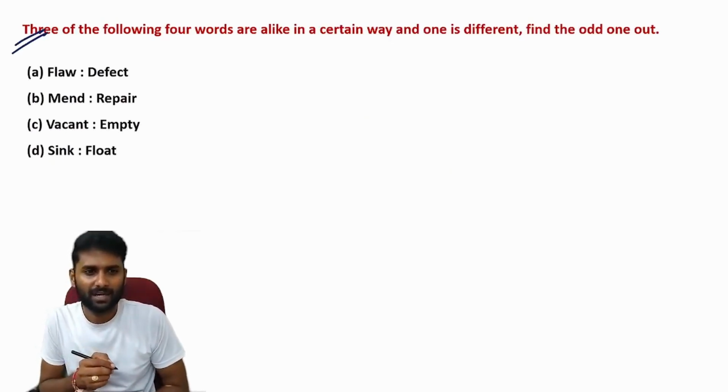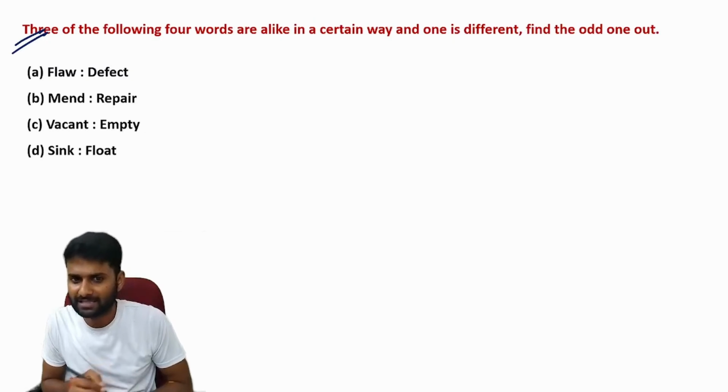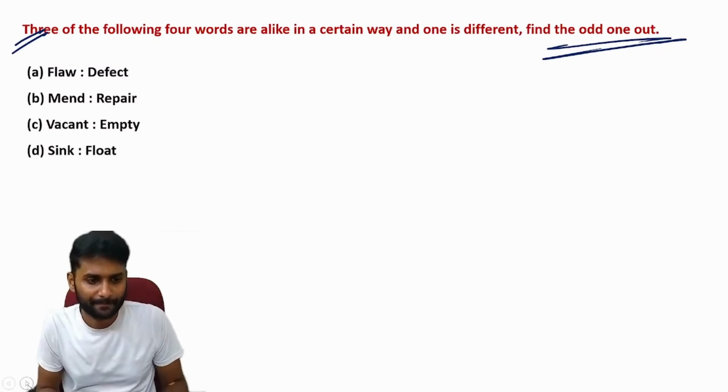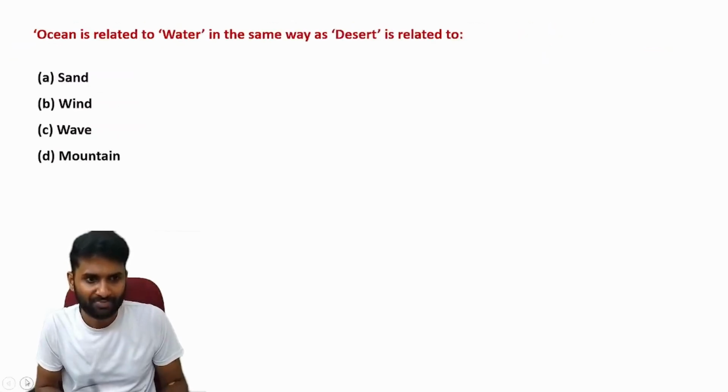Three of the following four are alike in a certain way. One is different. Find the odd one. After this session, post your answer in the comment section. Next question.